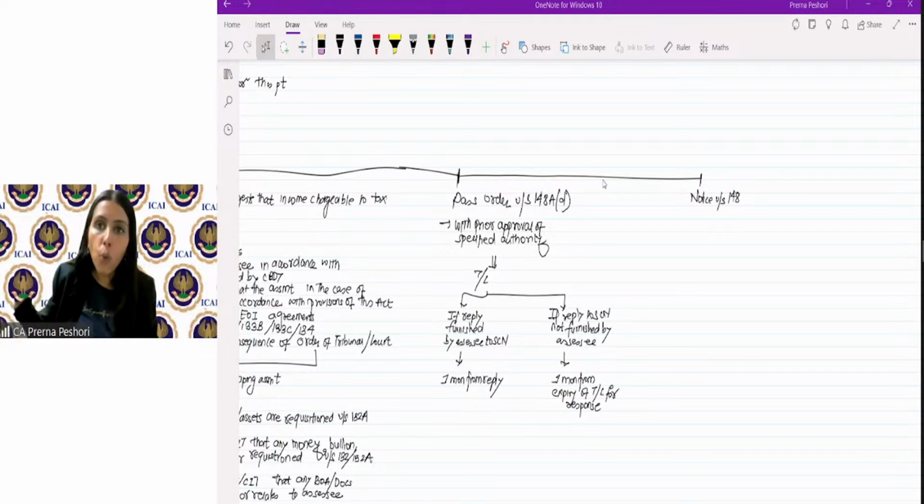So, under 142.1, under the normal scrutiny, the AO is required to issue you a notice under 142.1 only if you have not filed the ROI. Here, the AO is mandatorily required to issue a notice under 148 to furnish the ROI even if the assessee would have filed the ROI. So here you are required to file the ROI again. Are we clear? So 148 will require the assessee to furnish the ROI. Are we clear? So this is the third step after the 148A order has been passed.